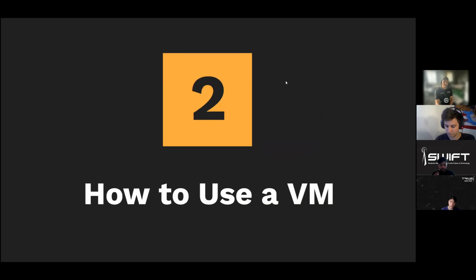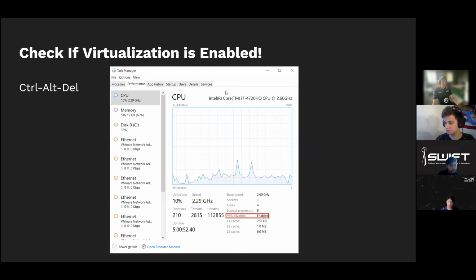Now we're going to be going into how to use a virtual machine. First, what you need to do is check that your computer can actually support virtualization. The easiest way to do this is to press Control-Alt-Delete on your computer, click on Task Manager, and then click on the Performance tab. After that, you can click on CPU and then check to see whether virtualization is enabled, as seen in the highlighted red box.